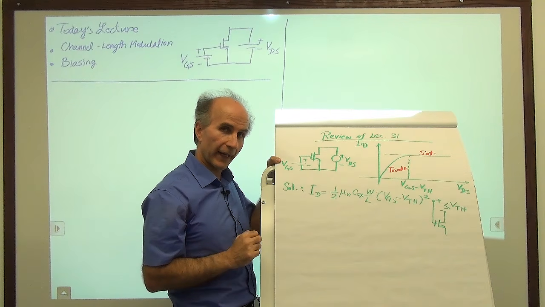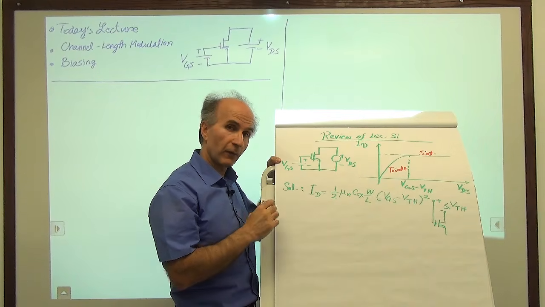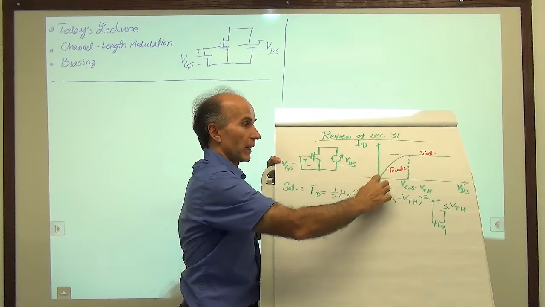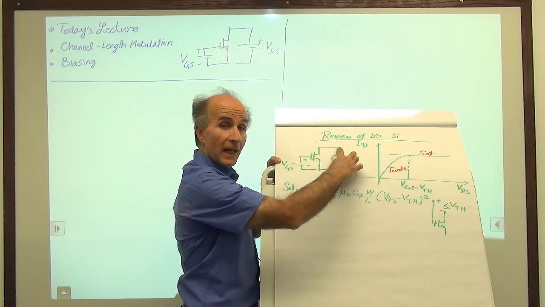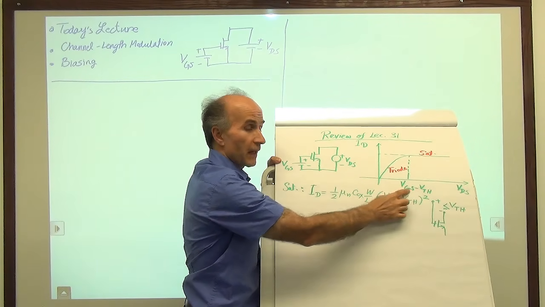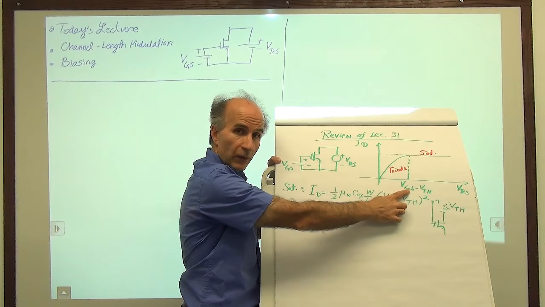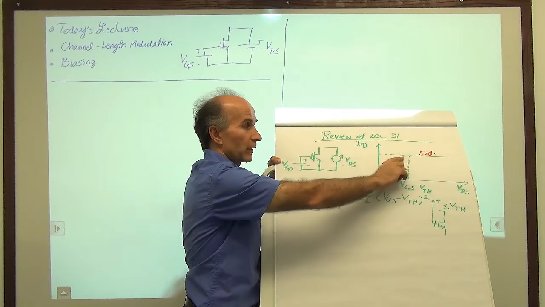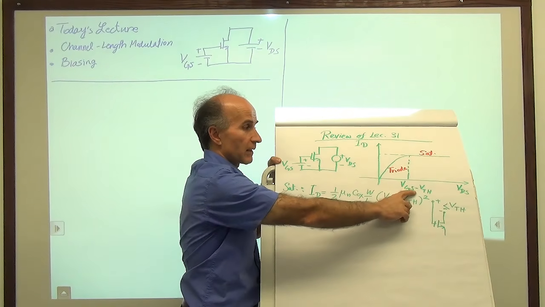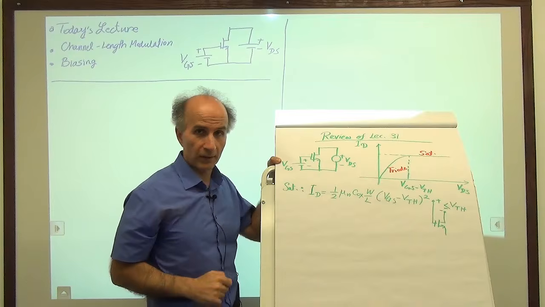So we saw that now we can identify two regions of operation for the MOS device, depending on whether VDS is greater than this magical number, which we call the overdrive, or less. So if VDS is less than this value, we are in the triode region, and if it's greater than this value, we are in saturation.